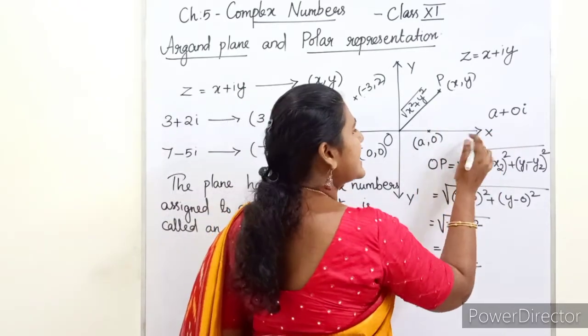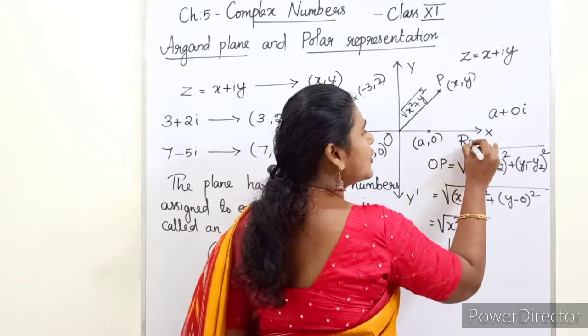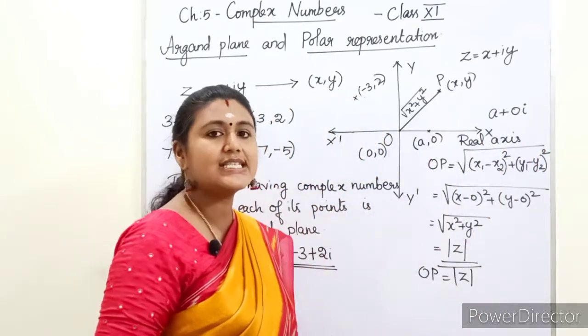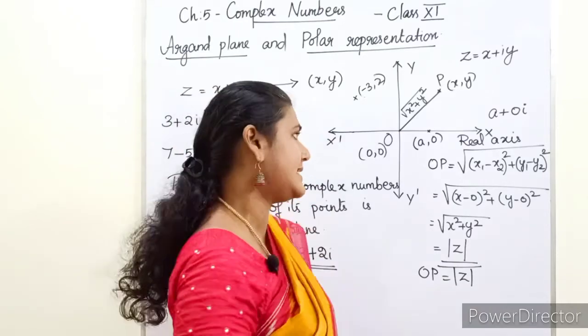So this x-axis in the Argand plane we can call the real axis. Okay, so this x-axis we can call the real axis.